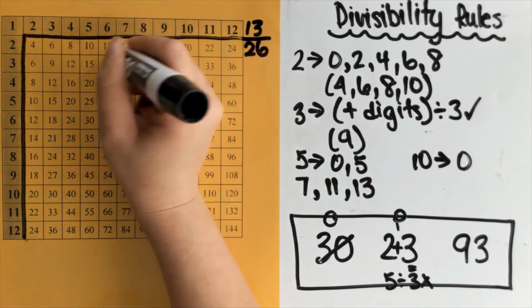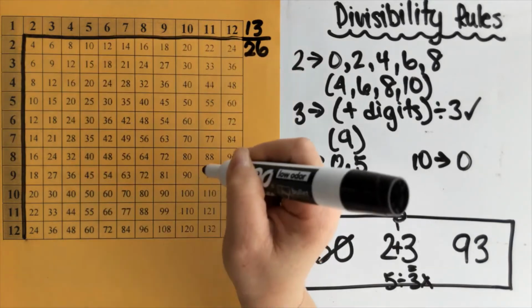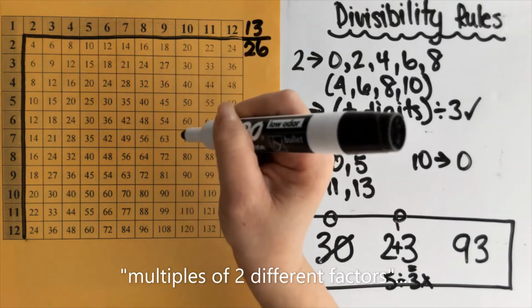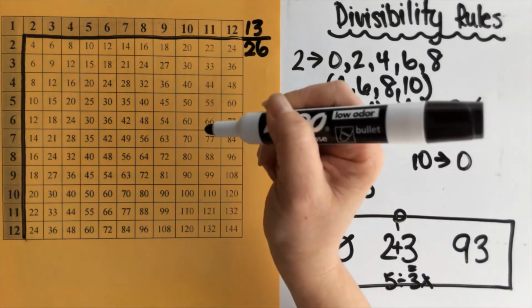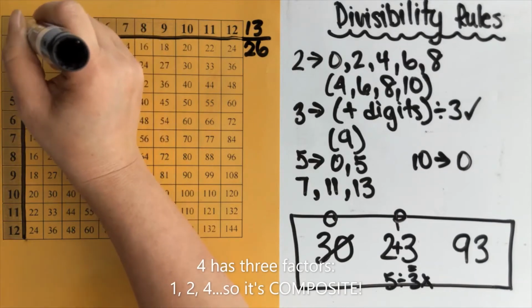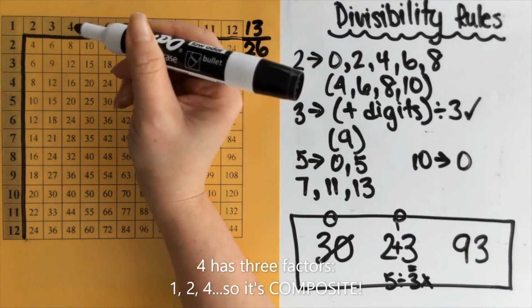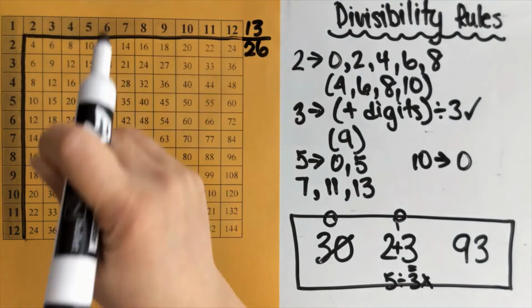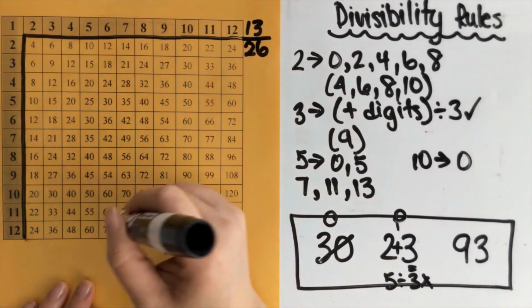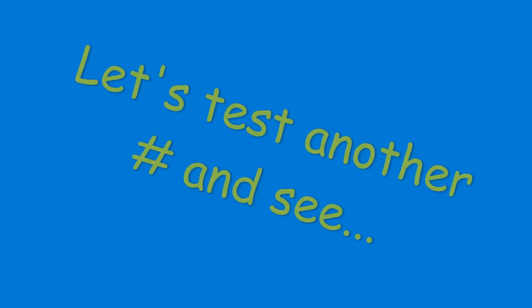Now anything that's in this area right here, in order for them to be present in this area, they must be a multiple of two different numbers. For example, 4 is a multiple of 1 and 4 and also 2 and 2. That tells me that 4 is composite. Anytime you see a number in this area right here, they are all composite.